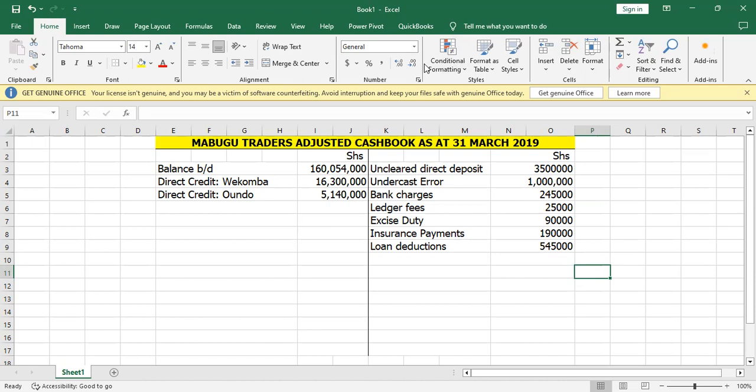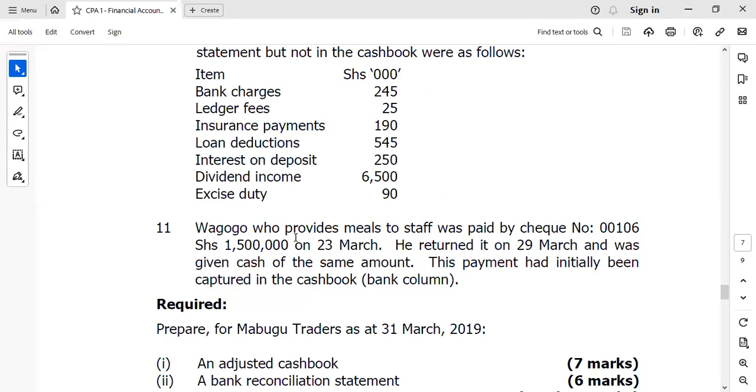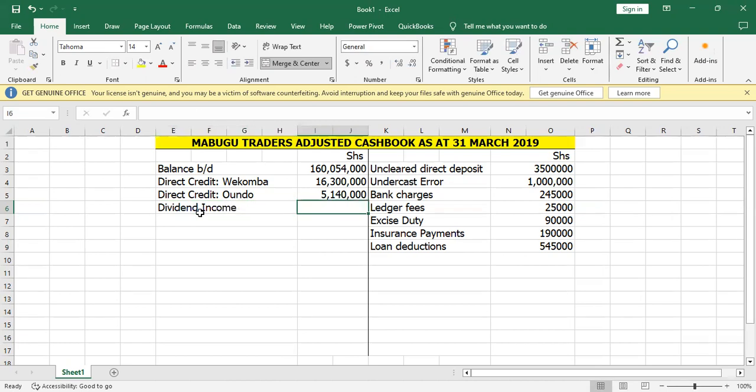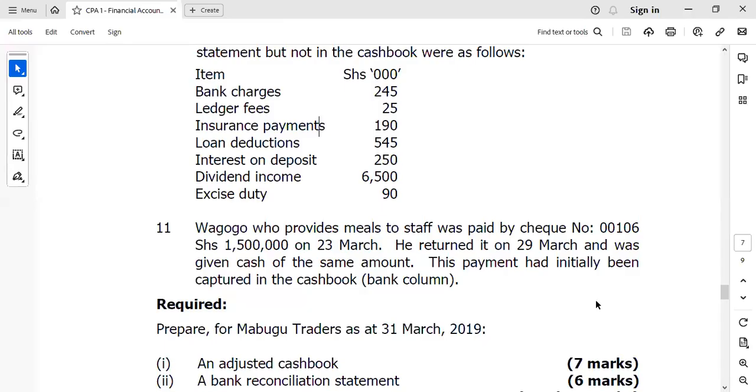Then we also have the next note, which is about a supplier who was paid by check. No, before that, we have the dividend income and then the interest on deposit. These should be debited. They are direct credits. So capture them, reflect them on your adjusted cash book. Dividend income of how much? 6.5. Then we also have the interest on deposit of 50,000.